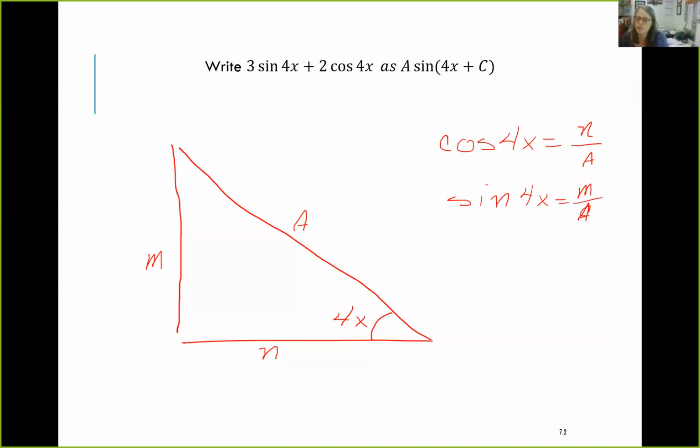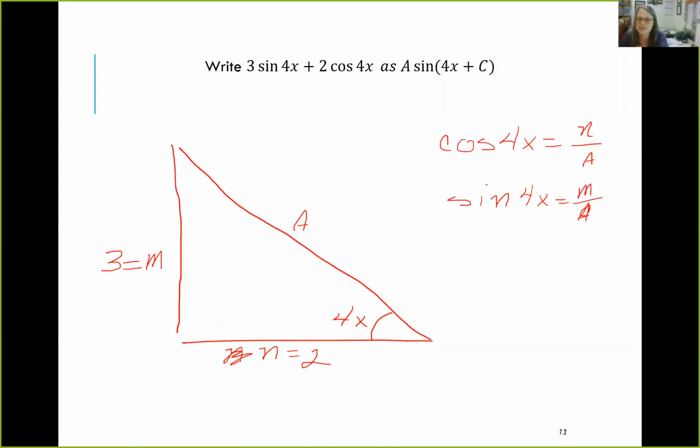So what we're doing is we are going to say that it turns out that we can do this if we let M be 3 and N be 2. Now, where did those come from? They came from right here.